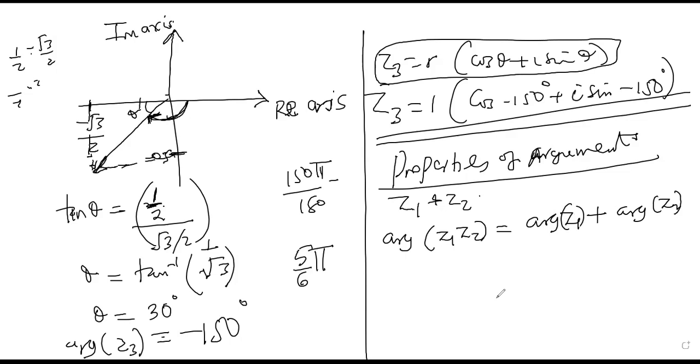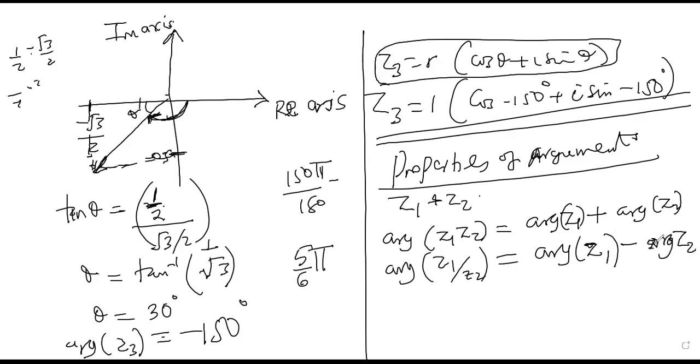So we just do the product of arguments by adding argument of Z1 and argument of Z2. Then argument of Z1 over Z2 is the same as argument of Z1 minus argument of Z2. These are the properties of arguments. I'm going to illustrate this with just one example, which will generalize.